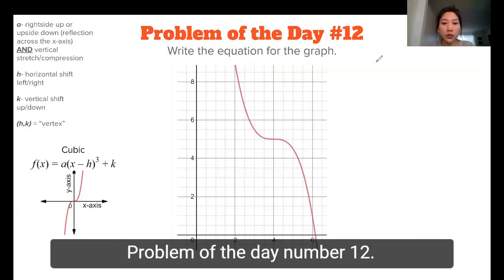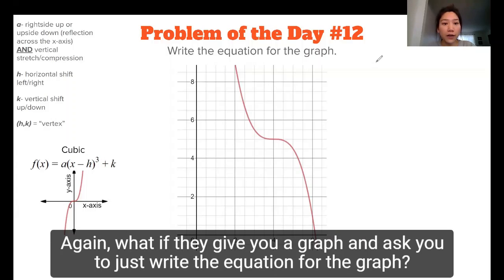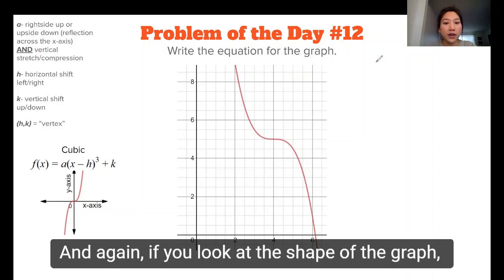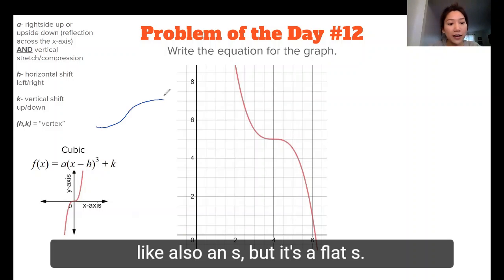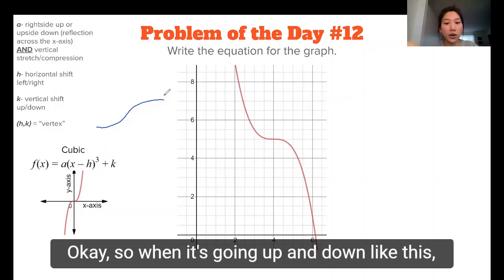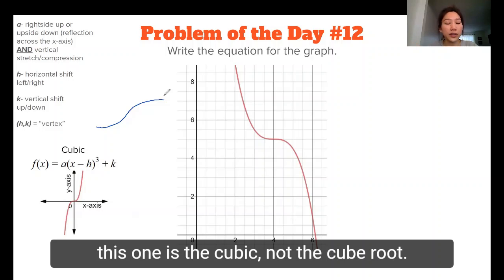Problem of the day number 12. Again, what if they give you a graph and ask you to just write the equation for the graph? And again, if you look at the shape of the graph, you can tell that it's a cubic function because the cube root looks like also an S, but it's a flat S. So when it's going up and down like this one, it's the cubic, not the cube root.